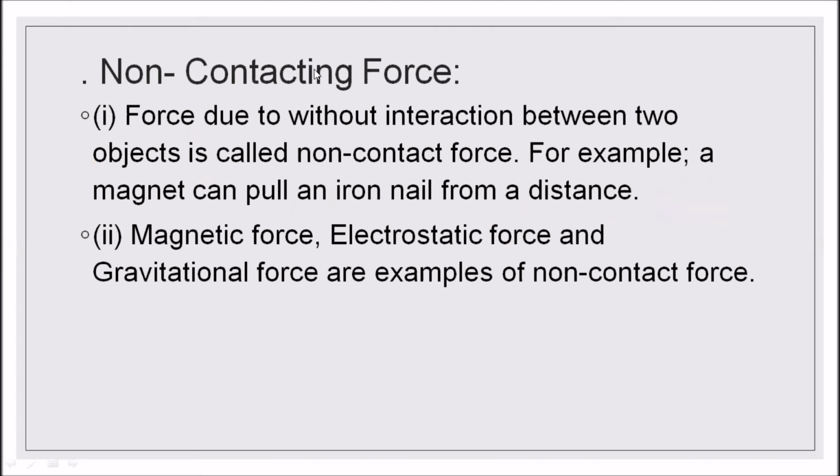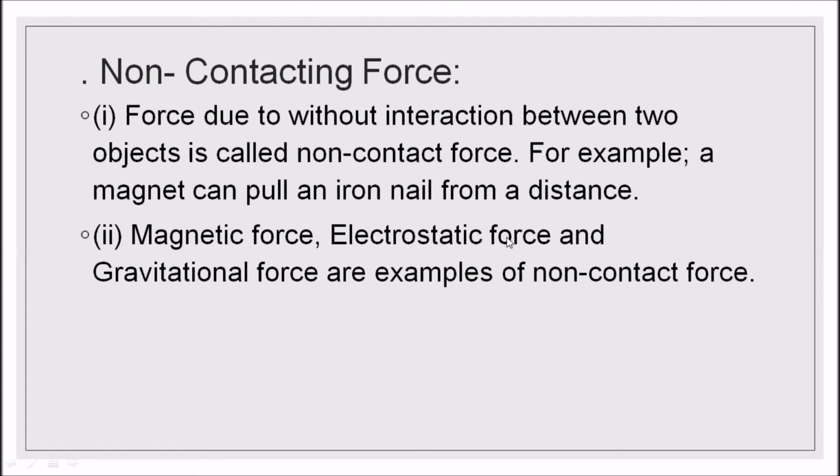Now comes non-contact force. Force due to interaction between two objects without touching is called non-contact force. For example, a magnet can pull an iron nail from a distance. So there is no need to put a magnet in contact with the iron nail. A magnet can do its work even if it is in non-contact, or if the magnet is placed at a distance from the iron nail.